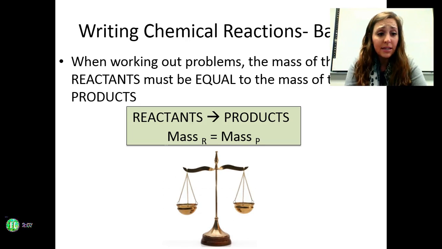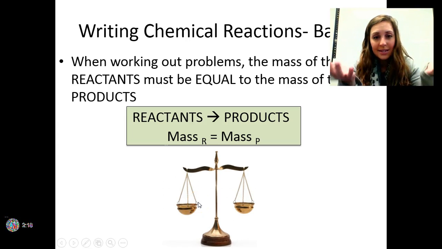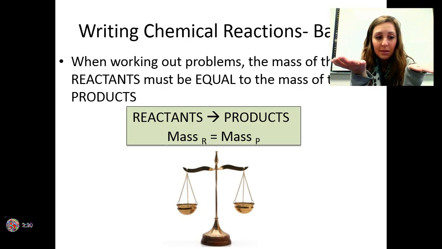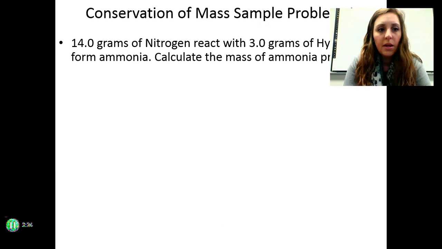When you do problems like this, you have to think about which things are reactants and which are products. I have this little scale here to remind you that it's going to be the same on both sides. Whatever the mass is on the reactants, it's going to be the same as the products, so the scale doesn't tip in either direction. It's perfectly equal.